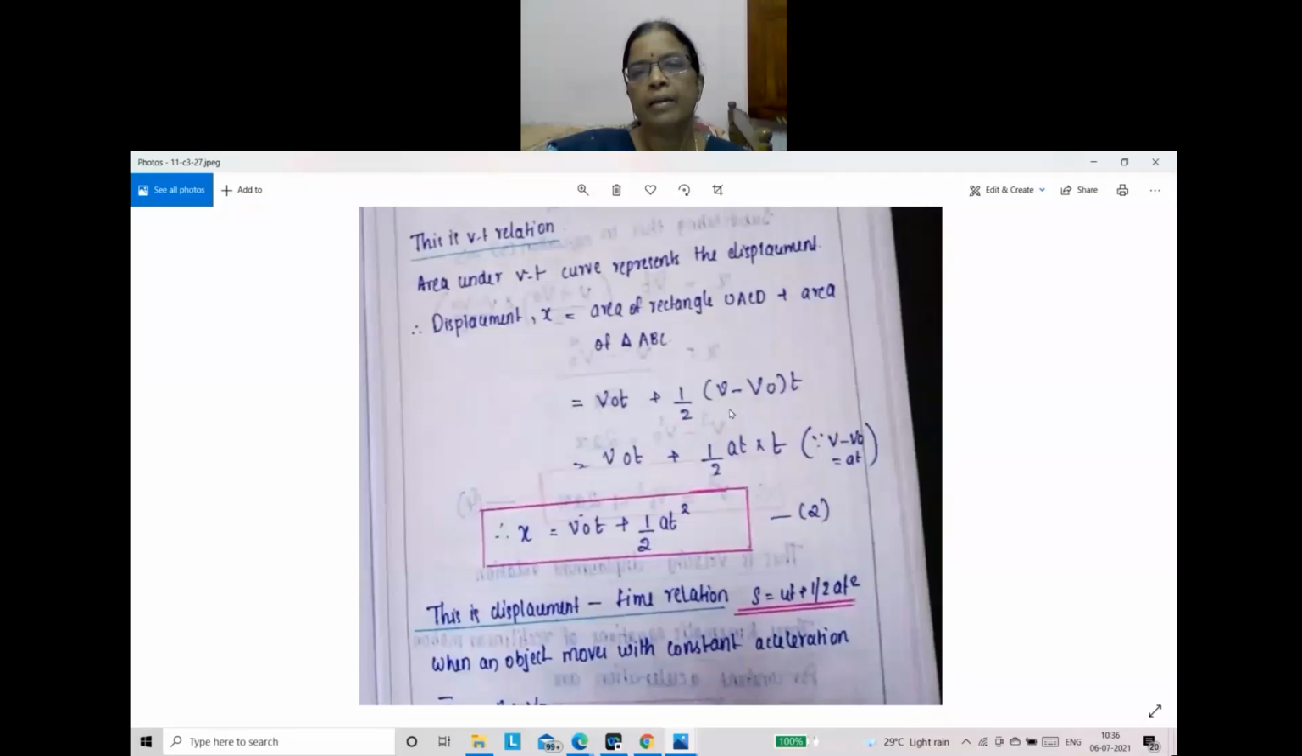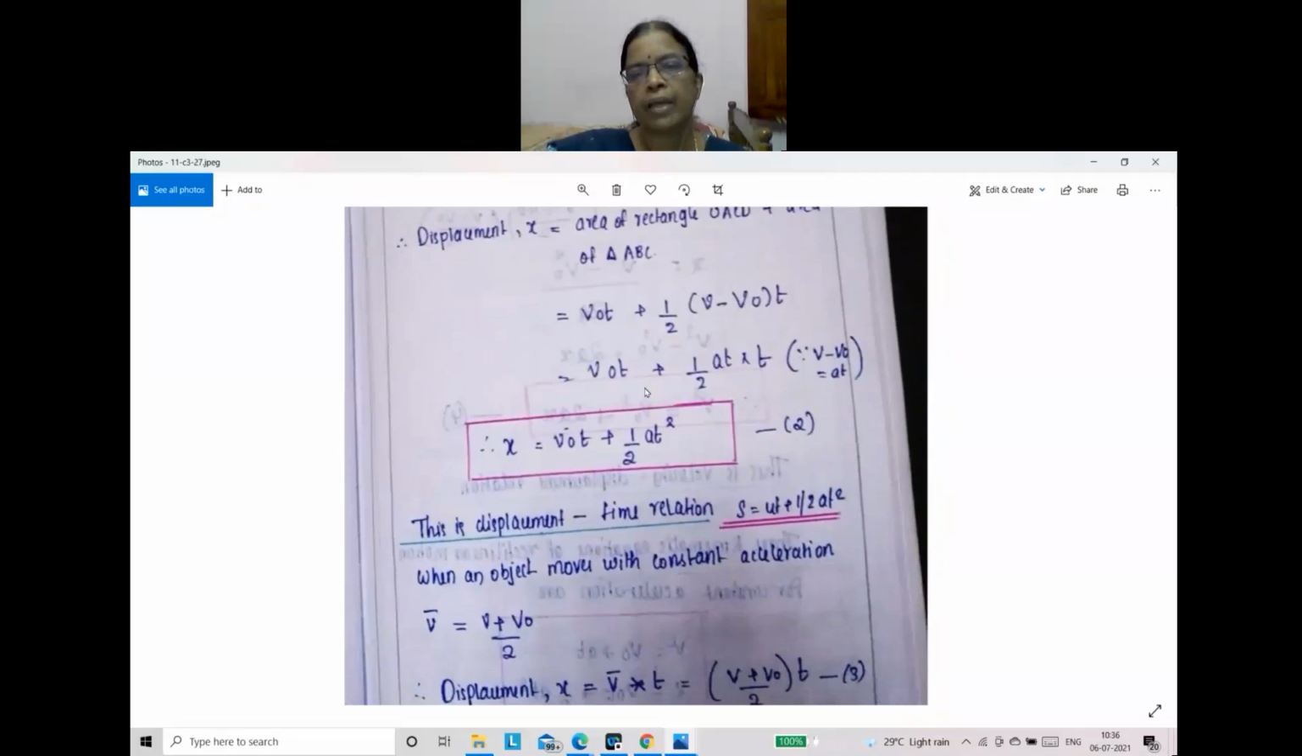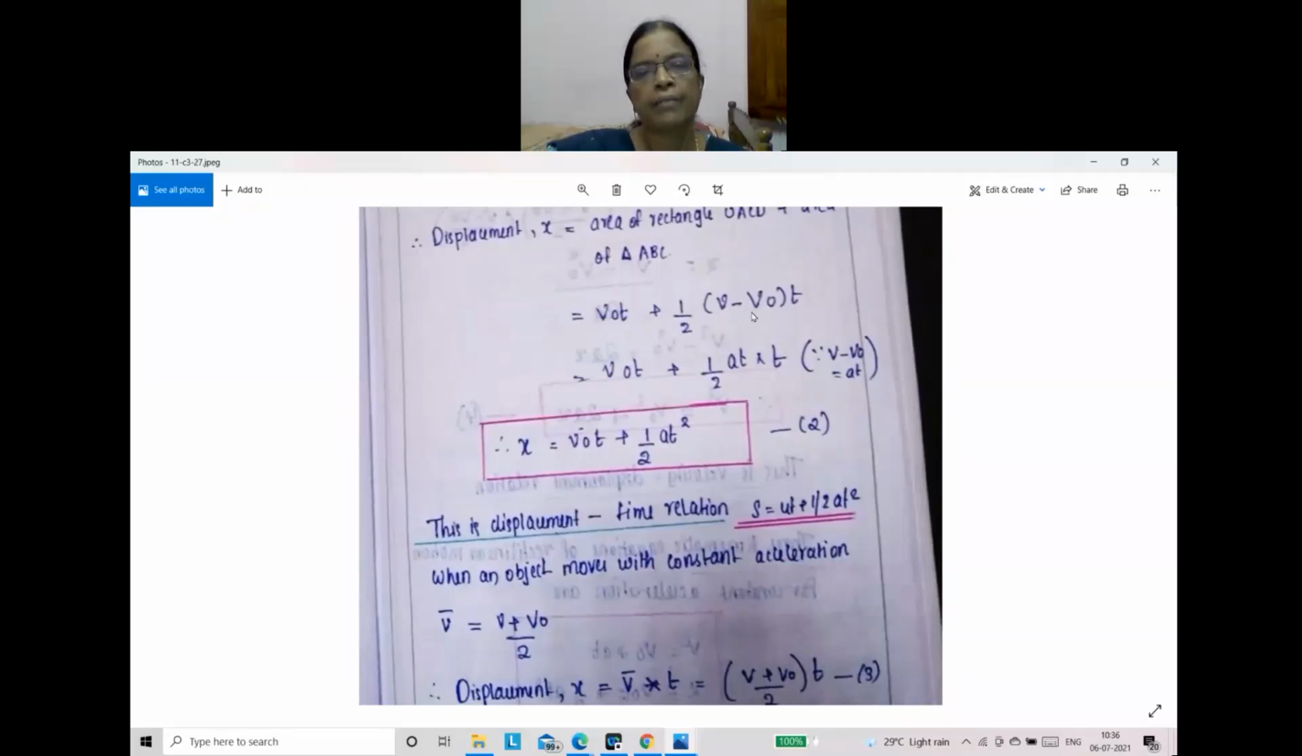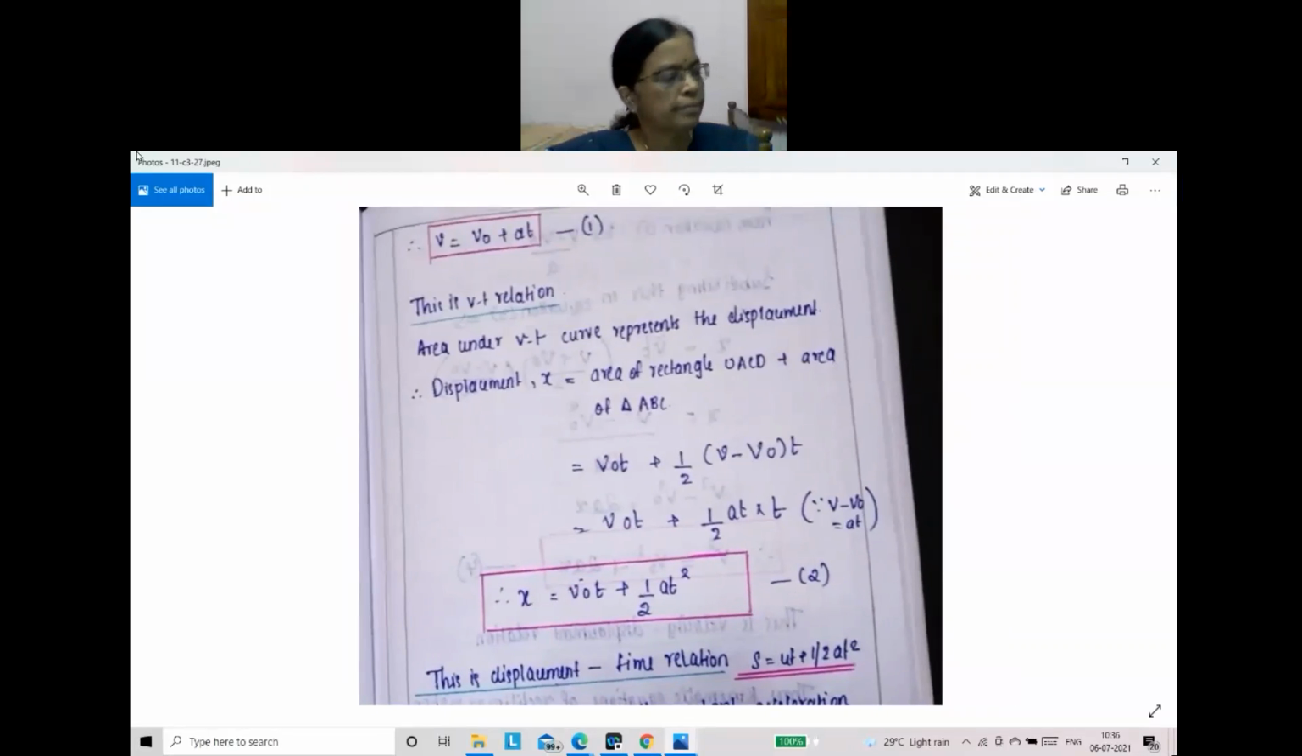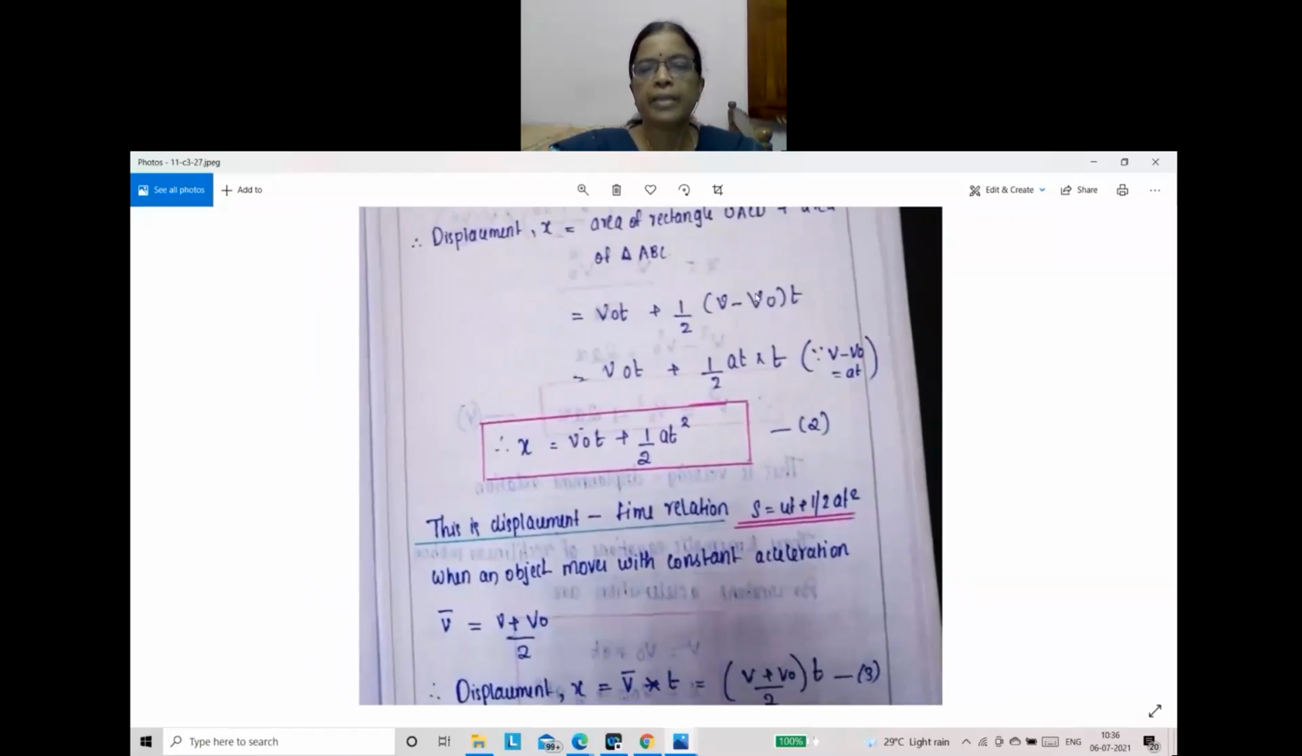V0 into T plus half. And this equation we substituted from here. What is V minus V0? This is taken to the left side. What is V minus V0? It is a, correct. That a is written here. V minus V0 equal to a, into T already there, into T. Upper a square, half a square we get.